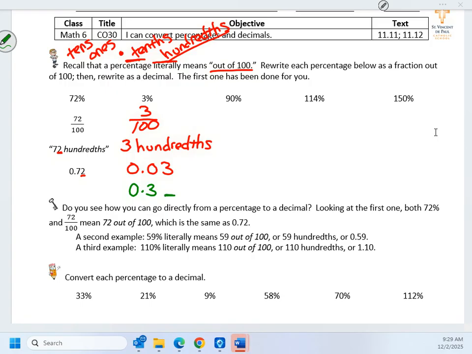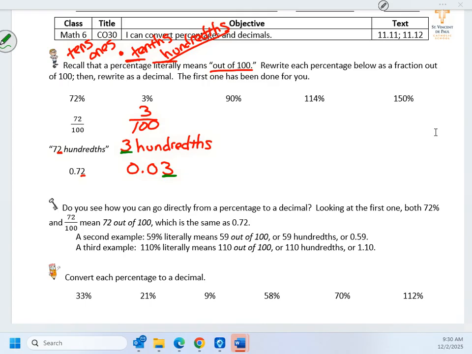Our magic place is that hundredth place. This would make it 30 hundredths. There's a big difference between 3 hundredths and 30 hundredths. Remember what I said, that last number has to be in the hundredth place. So you fill in a 0 if it's a single digit. So it's 3 hundredths, not 30 hundredths.